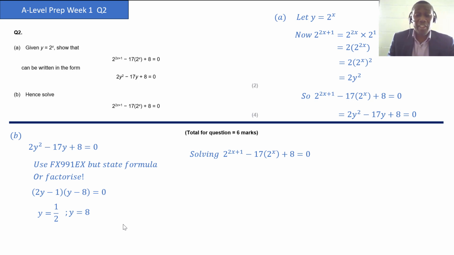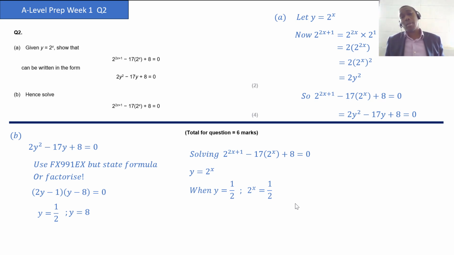We found the y values, but we were not asked to solve 2y squared minus 17y plus 8. So we've got to go back to what we were actually asked to solve, and we know y is 2 to the power of x. So when y is a half, what we actually worked out is 2 to the power x is a half. And you have to ask yourself now, what power do I need to raise 2 to get to a half? And I hope you'd agree that that is going to be minus 1. A half is the reciprocal, and that's 2 to the power minus 1. And then we do the same thing for 8. When y is 8, 2 to what power will give me 8? It's 2 times 2 times 2, so x is 3.